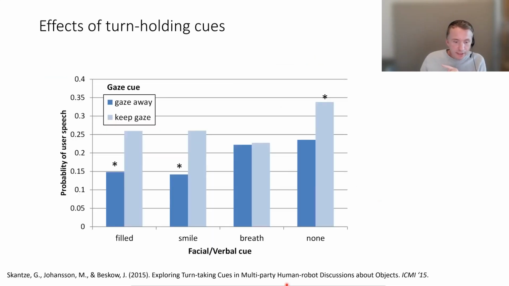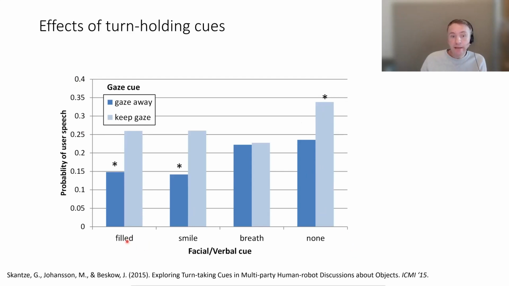And here are the results. So this is the probability of the user saying something. And as I said, we want this to be as low as possible. And if we keep the gaze at the user and do nothing, yeah, we have almost 35% risk that the user will say something more. But if you look at the dark bars, in general, that's when you gaze away. So it has clearly, in general, a good effect.